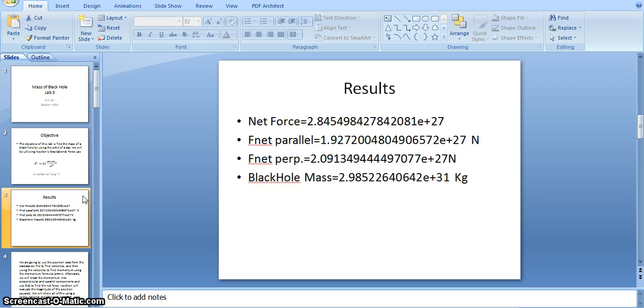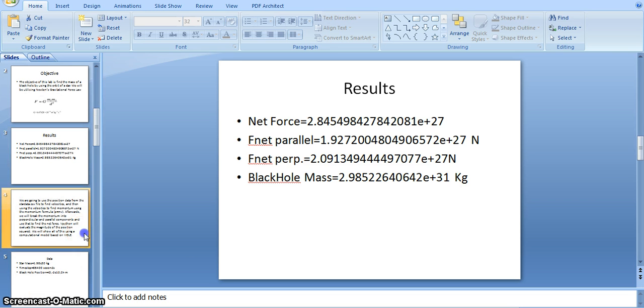The results of the lab were that the net force is equal to 2.84 times 10 to the 27. We split the net force into parallel and perpendicular components with these values as shown here, and we concluded that the mass of the black hole is 2.98 times 10 to the 31 kilograms.